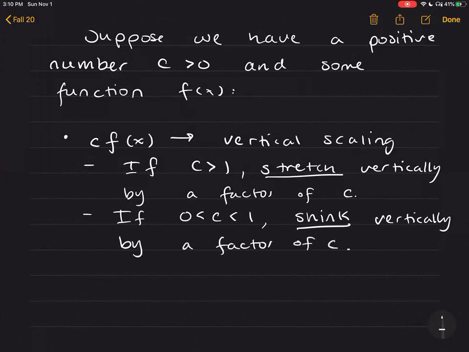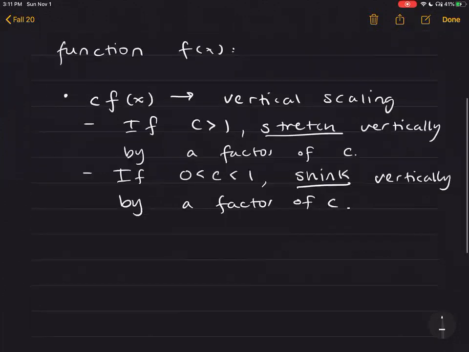If c is just 1, you just get the function back, so nothing happens. That's why that one's strictly greater than 1 and the other one is strictly less than 1. So if c is bigger than 1, we get a stretch. If c is less than 1, we get a shrink. This makes sense.